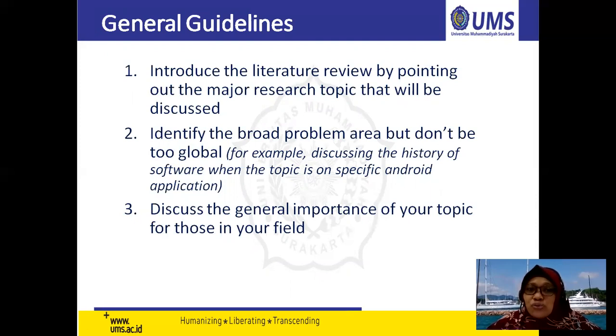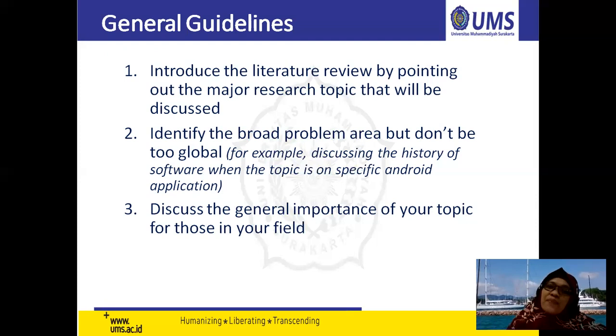So we must introduce the related research, related to our topic. In a literature review, if there are any works not related to our work, they must be omitted. The second is to identify the broad problem area, but don't be too global. So we must have a limitation.